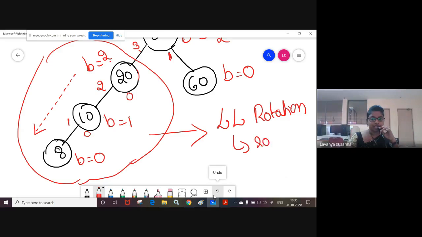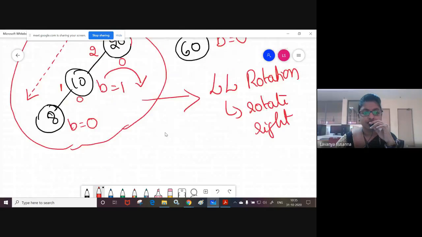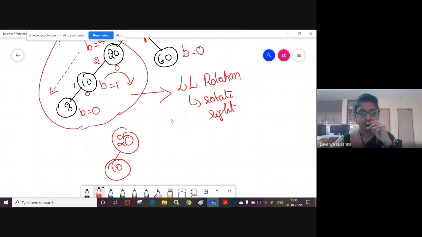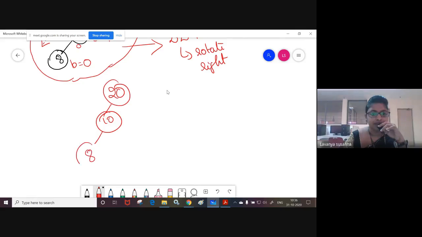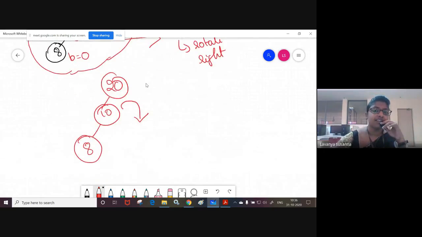LL rotation means rotate right. That means like this you need to rotate. So take only the subtree, students, and rotate. What is the subtree? 20, 10, 8. Take this subtree separately because you need to rotate it to the right side. LL rotation means rotate right side. That means you need to rotate which node? At which node you got imbalanced? At node 20, right? That node you need to rotate right.